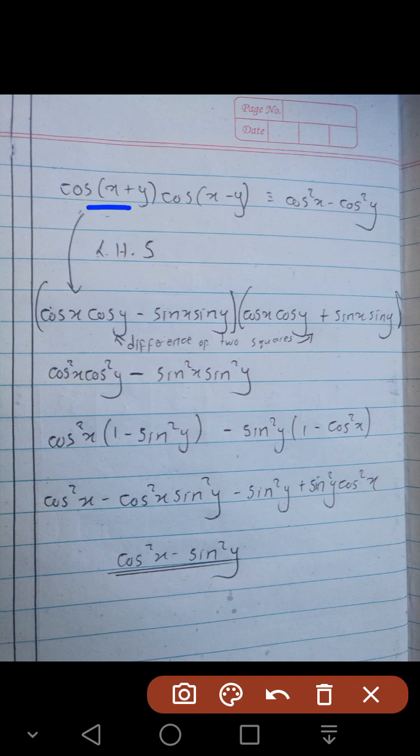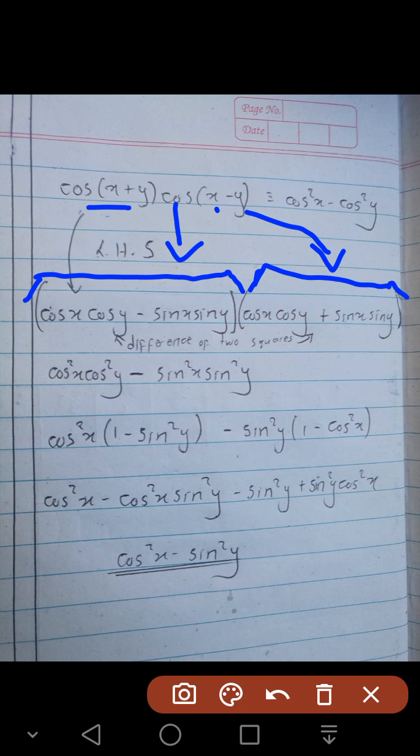Alright, so expanding the first one, which is cos(x + y), we are going to have that first identity there from the sum and difference identities. Expanding the second one, we must have something like that. Now, reaching this point, we need to open the brackets, we need to multiply this expression times this expression.